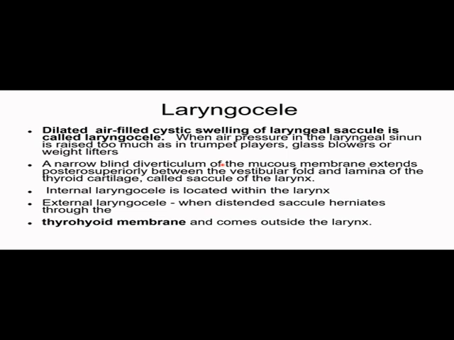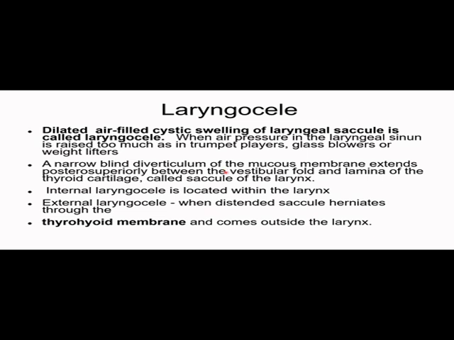somebody blows a trumpet, or when they blow into a glass in a glass factory to make glass, they have a long pipe and they blow air very hard into it. Or when you do weightlifting, at that time too much air pressure is formed inside the laryngeal sinus, and this leads to trapping of this air in a cystic swelling, and this is called a laryngocele.